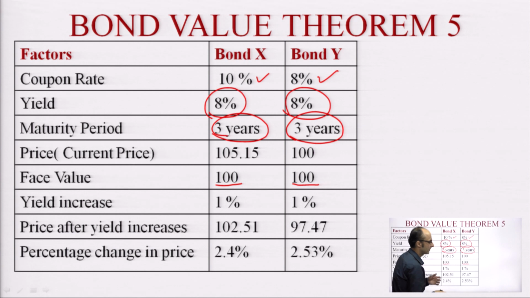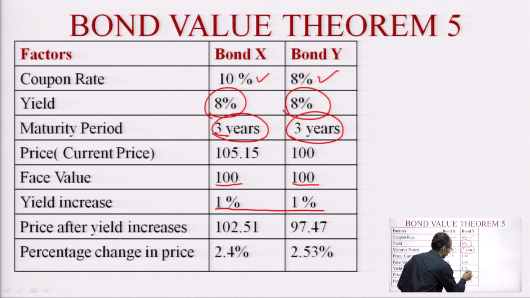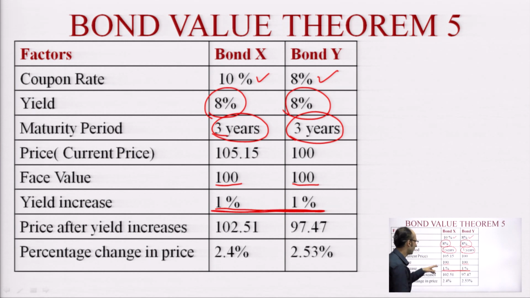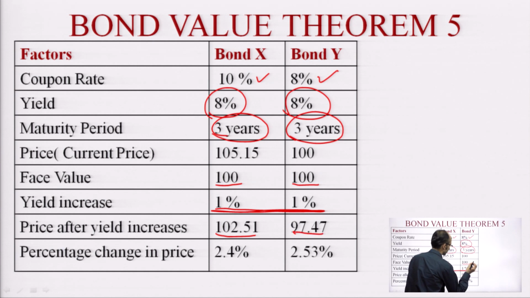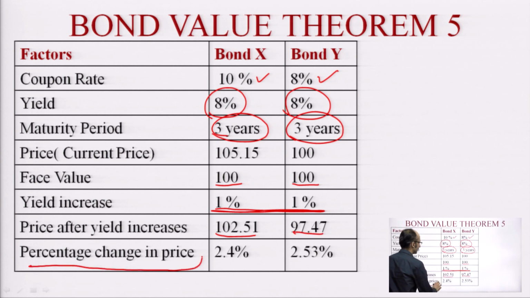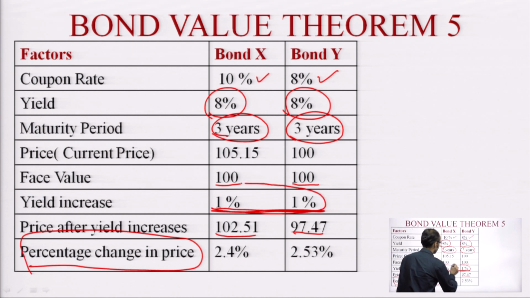Now see what will be the impact of increase or decrease in the yield. Say suppose we increase the yield of both the bonds by the same percentage, 1% in both the cases. What impact will it have on the bond prices? Now we will see the bond prices. In this case the bond X price comes out to 102.51, but in this case it has come out to 97.47. Now you can clearly see that the percentage change in the bond price is 2.4% for X as against 2.53% in case of Y.